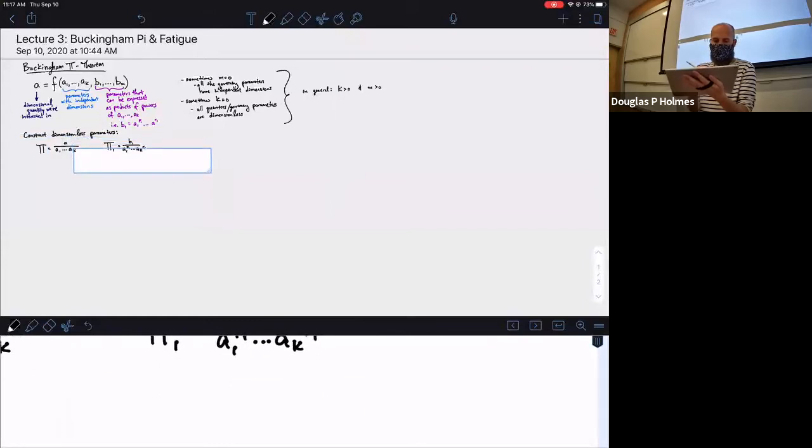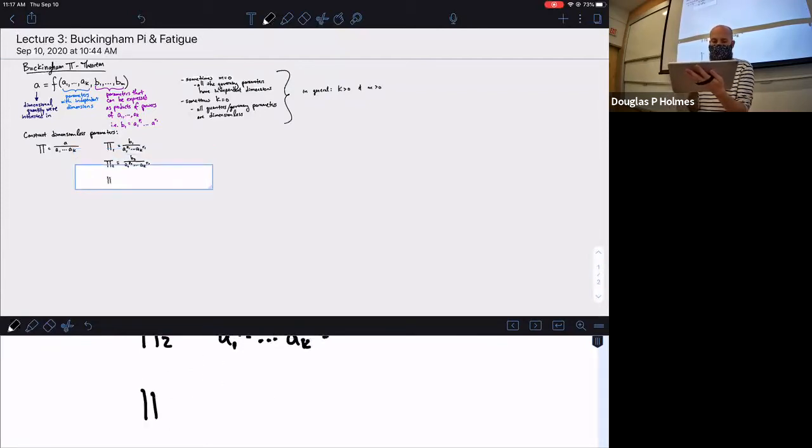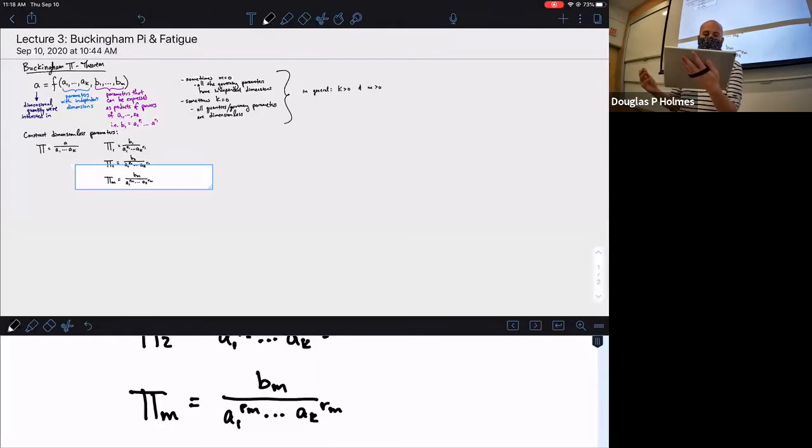So we could have a Pi2, which would be B2 over some collection of A1 to some power P2, because it doesn't have to be the same, through AK to some power R2. And Pi M would be in general BM over A1 to the PM through AK to the RM. Okay, so this is very general, very broad.